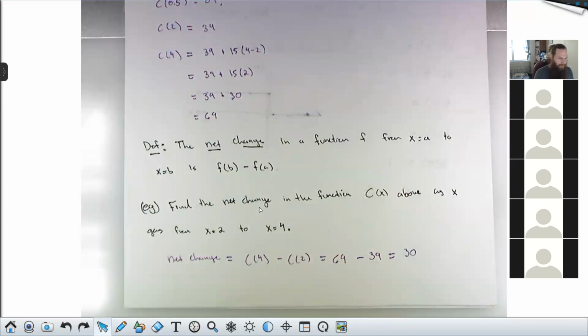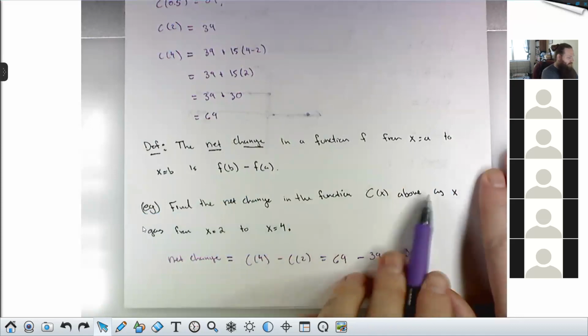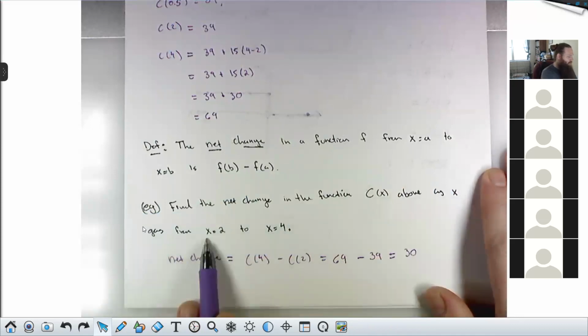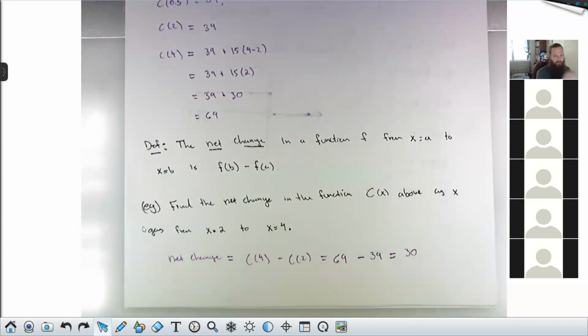I have a question. Yeah. I couldn't exactly read your handwriting, but what did that say after "find the net change in the function C of x"? Oh, "as." This is "as x goes from," yeah, sorry, that is a little bit scribbly, isn't it? Yeah, above as x goes from x equals 2 to x equals 4. Okay, thank you. Yeah, of course. All right. So, graphs. Talk a little bit about graphs.